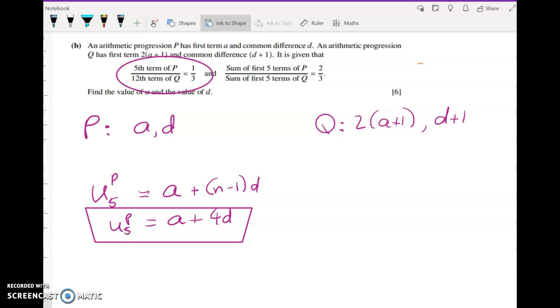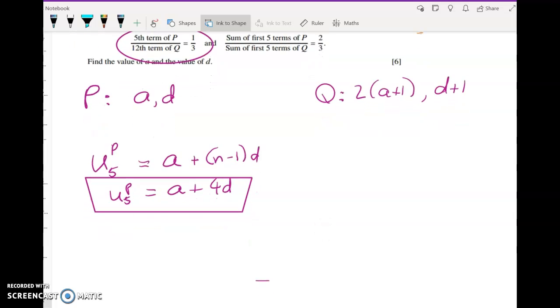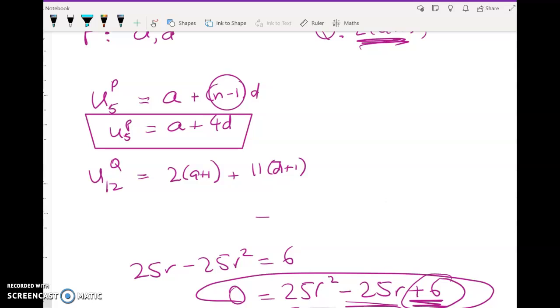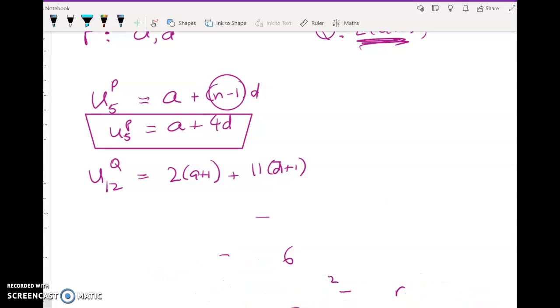Now I'm going to do the 12th term from Q. So U12 from Q is going to be the first term, which is 2 times A plus 1. Right, so I'm working with this sequence now, plus 11, for n minus 1, 11 times D plus 1. Right, so let's clean that up, expand out the brackets and collect up like terms. That gives me 2A plus 2 plus 11D plus 11.